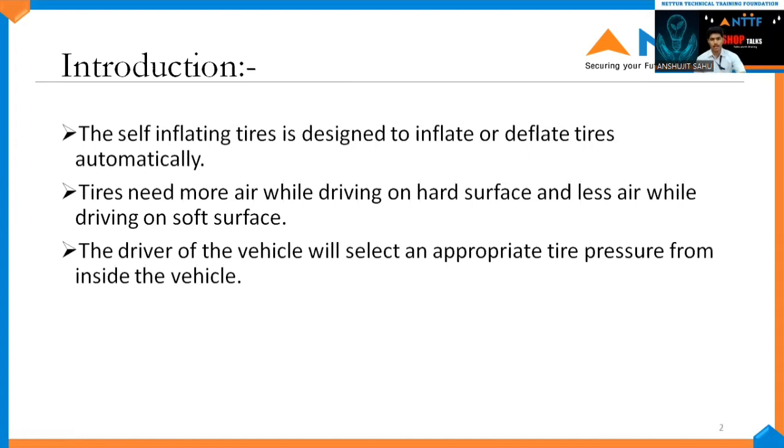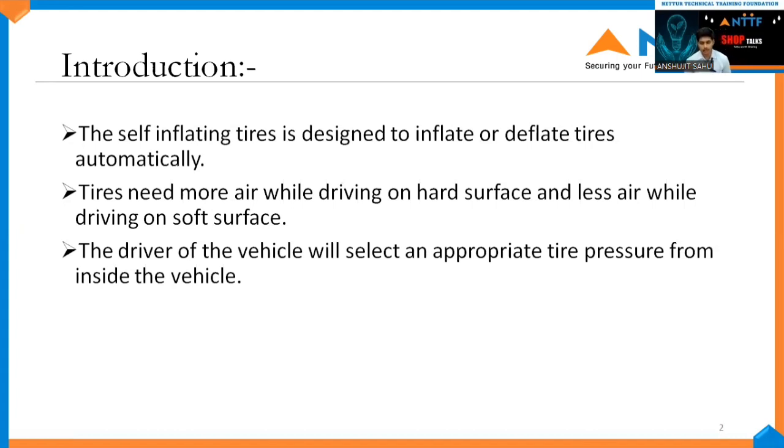Tires need more air while driving on a hard surface and less air while driving on a soft surface. The soft surface we know is called off-roading, and the hard surface is known as asphalt. On the hard surface, we need more tire pressure for better drag, and for the soft surface area, we need more contact area. So the tire pressure should be low and the area will be increased. The driver of the vehicle will select an appropriate tire pressure from inside the vehicle. So it is a self-inflating tire.